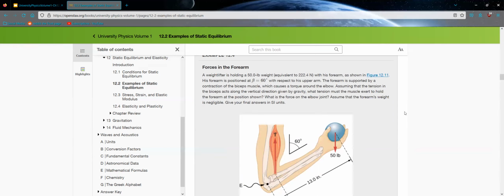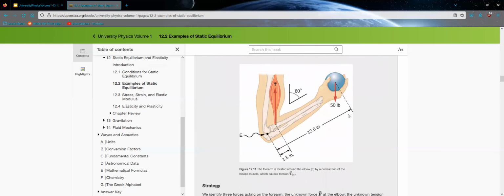Assuming that the tension in the bicep acts along the vertical direction given by gravity, just for simplicity's sake, what tension must the muscle exert to hold the forearm in the position shown? What's the force in the elbow joint? Assume we're not caring about the weight of the forearm for simplicity's sake, and give your answer in SI units. So a lot of stuff going on there.